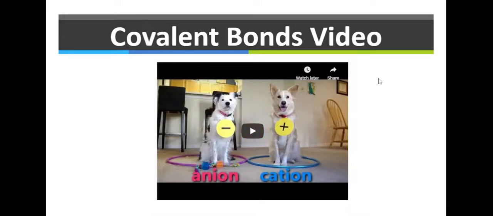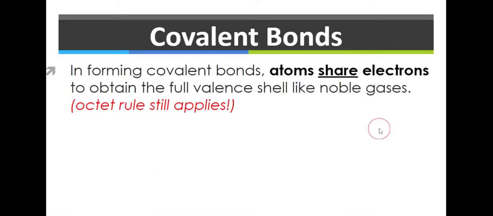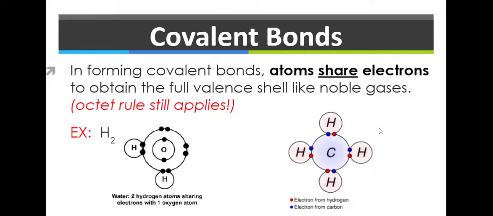So, this is a very cute video, and hopefully this helped you guys who are more visual learners really understand the concept of covalent versus ionic bonding. Okay, so how do covalent bonds share their electrons? How do they trade electrons?